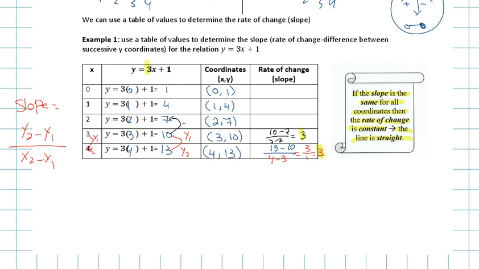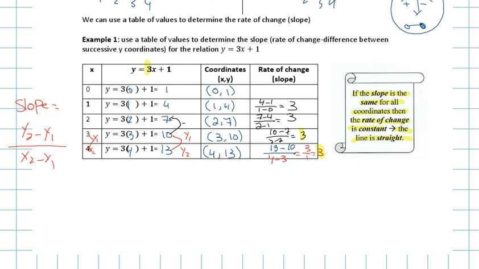So let's do the next one. If I do 7 minus 4, that's 3, over 2 minus 1, that's 1. Are you guys okay with that? Same. So it's 3 over 1, which is 3. Then I do 4, take away 1, that's 3, over 1, take away 0, that's 1. 3 over 1 is equal to 3.